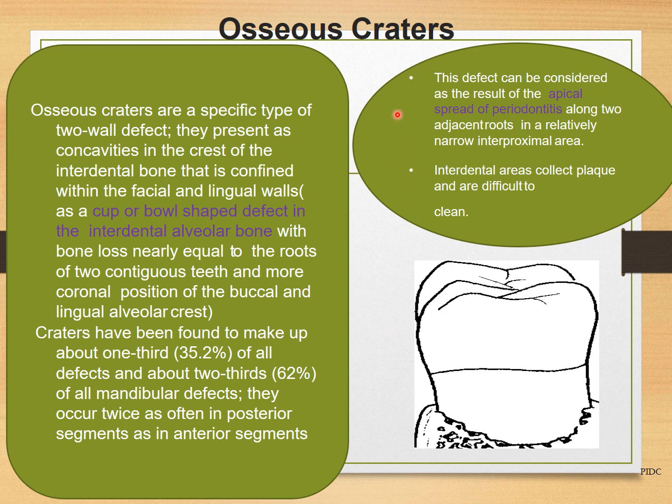So, what might be the reason for these osseous craters? It is the result of apical spread of periodontitis along two adjacent roots in a relatively narrow interproximal area. So that will be the reason for these osseous craters. These interdental areas also collect plaque and are difficult to clean. So these are the osseous craters. You can see these concavities between the adjacent roots in a relatively narrow interproximal area. You can see this type of bone defect.